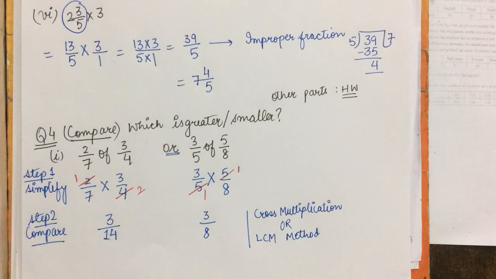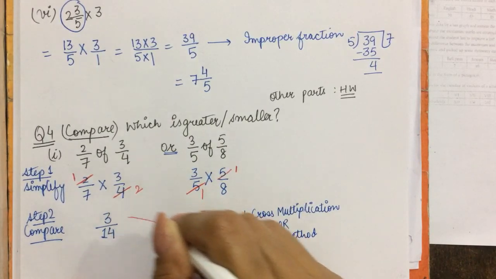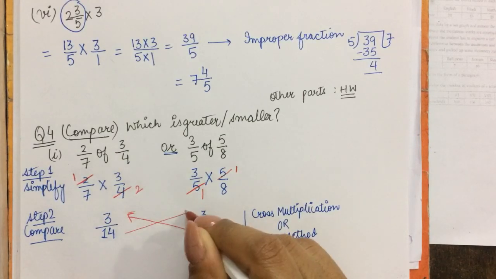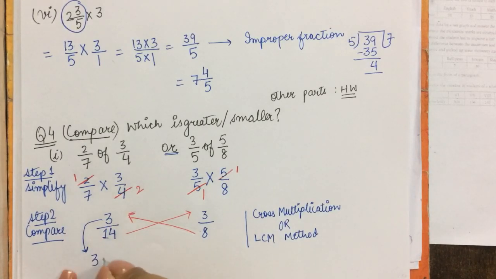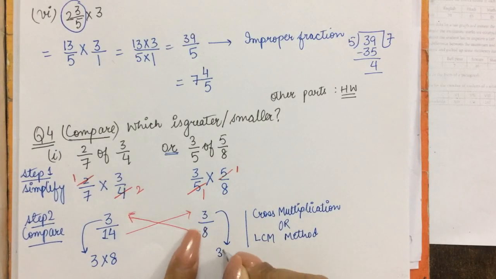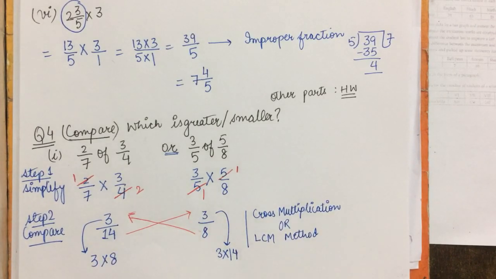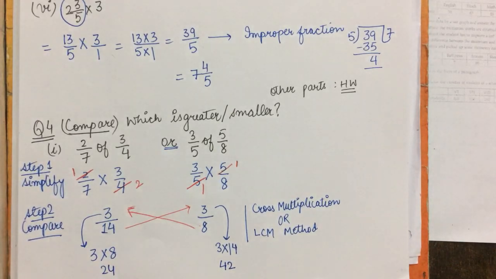I prefer doing cross multiplication. So I'm going to cross multiply. I'll be sending the denominators from one side to the other side. So the denominator of this fraction goes to the right side and the denominator of this fraction goes to the other side. So what I get over here is 3 multiplied with 8 from the other side, and over here I get this 3 multiplied with 14 from the other side. So this is 24 and this is 42. Now you can compare. This is smaller than this one, so you can give your answer accordingly.